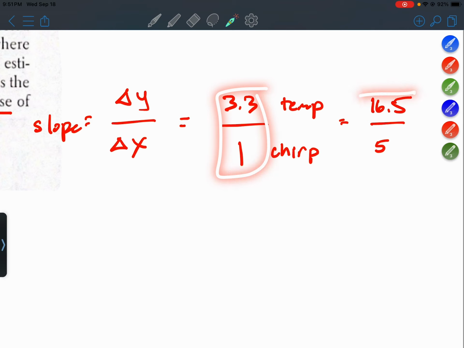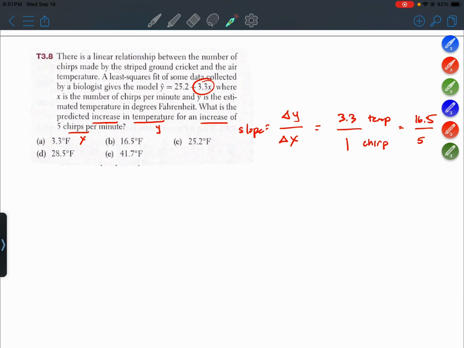Okay, so these are equivalent ratios. So when the number of chirps increases by 5, then the temperature will increase by 16.5 degrees. And that would be choice B.